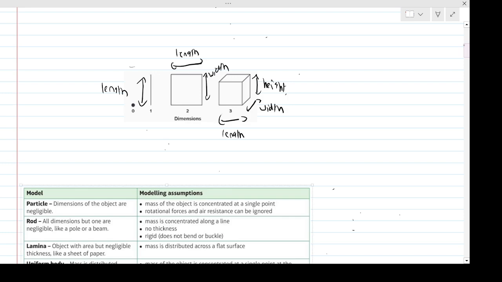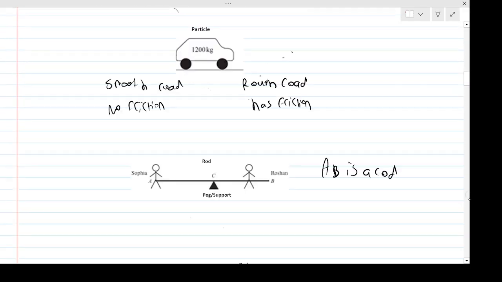And it's rigid, okay? So again, if you think about a seesaw, for example, it's completely rigid, it's stiff, it won't bend in any way or buckle or anything like that. So it's completely stiff, completely rigid. So that's the main idea of a rod: it's completely rigid, it won't bend anyway, and it's just a line.